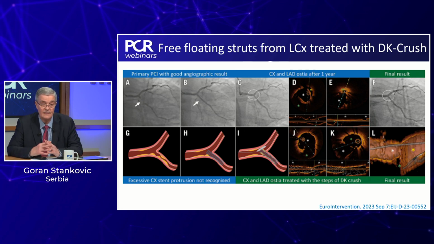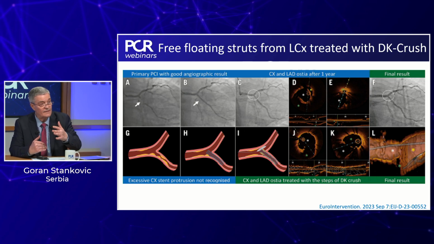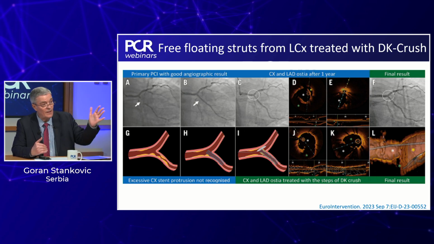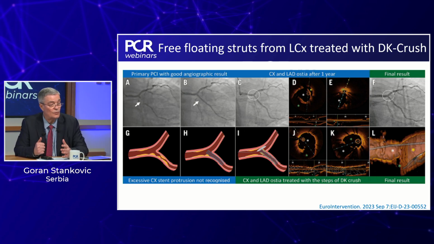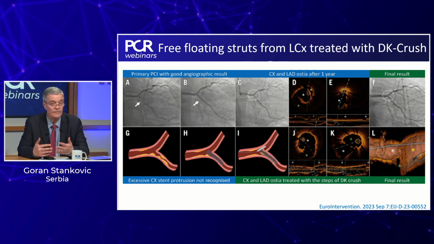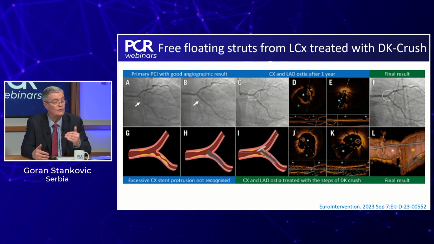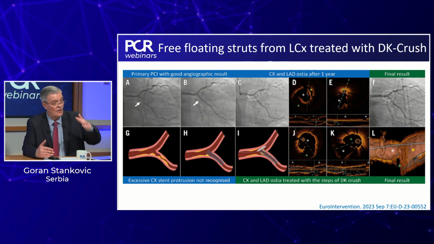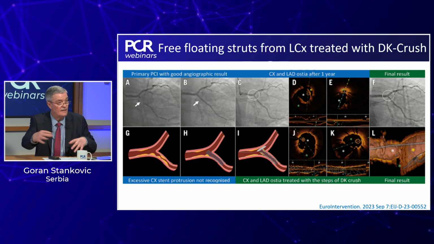In this case, what we did, we actually used OCT to make sure that we go with the wire outside of the floating struts, and then we used a big balloon to crush the protruding segment, and we converted these floating struts into DCrush case. So after crushing, you rewire, you do first kiss, then stent towards the LAD, second kiss, and final POT, and final OCT with good coverage.